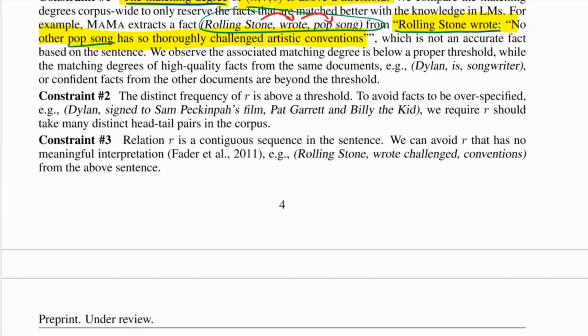Constraint number 2 is that the frequency of R is above a threshold. So the relation itself shouldn't be too specific. It actually should appear a bunch of times in the corpus. So what you do is, you go through the corpus once, extract all the facts. My pen just dropped.